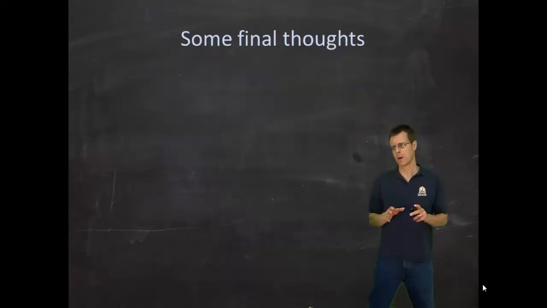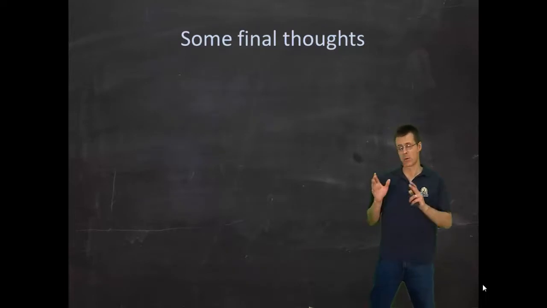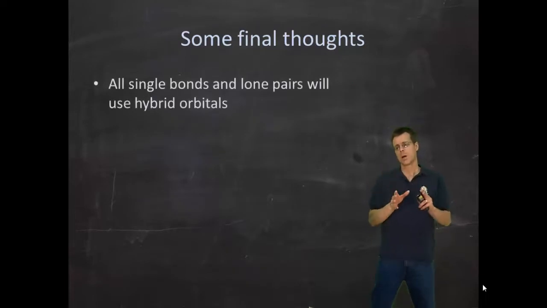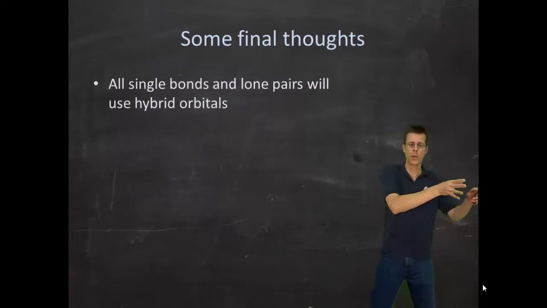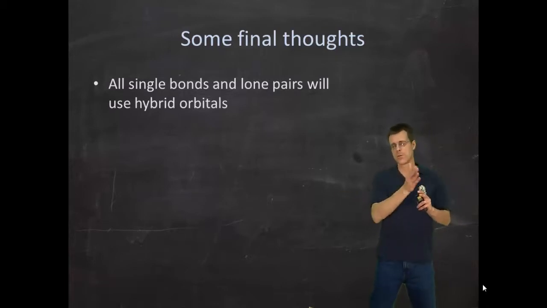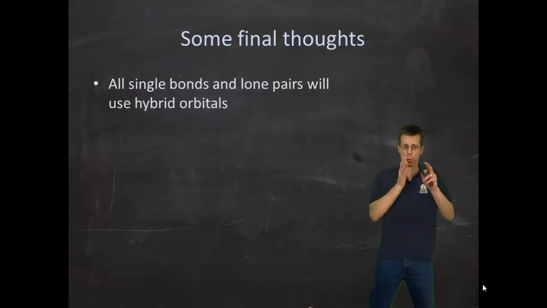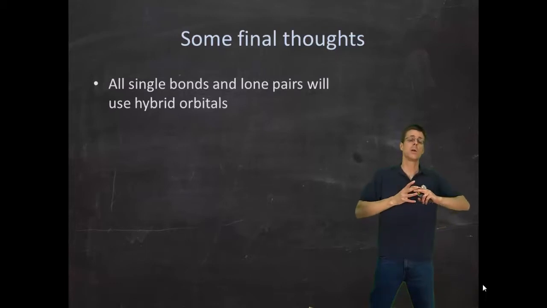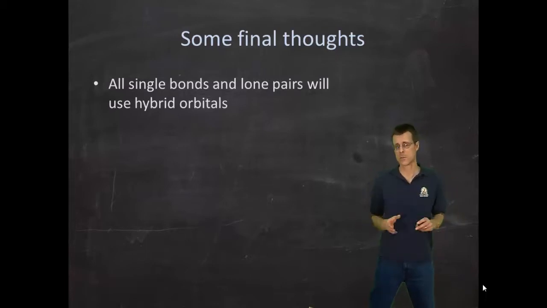Now, a couple of final thoughts. Actually, just one major one: for us, all single bonds will have hybrid orbitals. In other words, we don't have to worry about when to use hybrid orbitals and when not to. Anytime you're forming single bonds in a molecule, we're going to think of it as hybrid orbitals. That gives us the opportunity to put our bonding pairs and our lone pairs as far away from each other as possible.